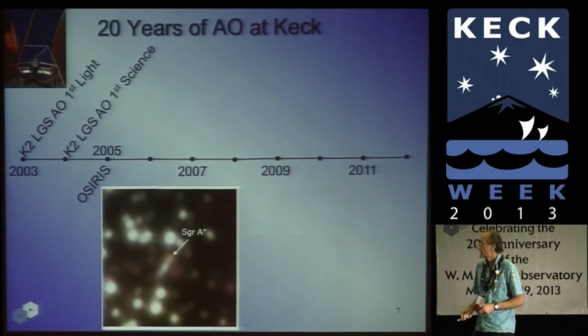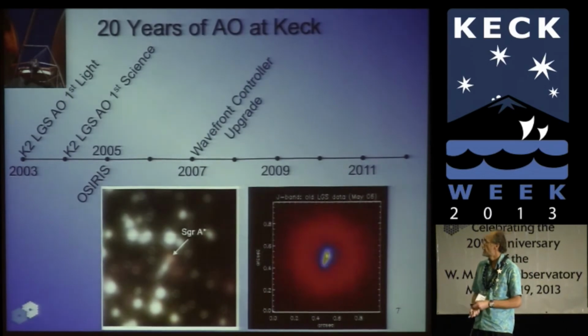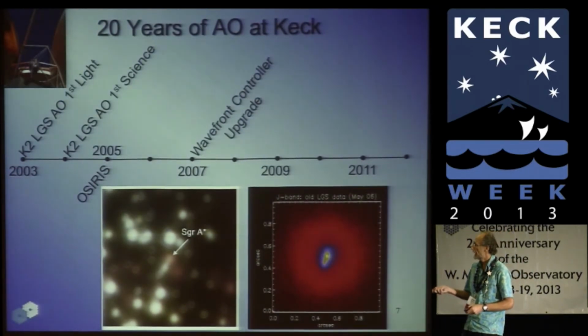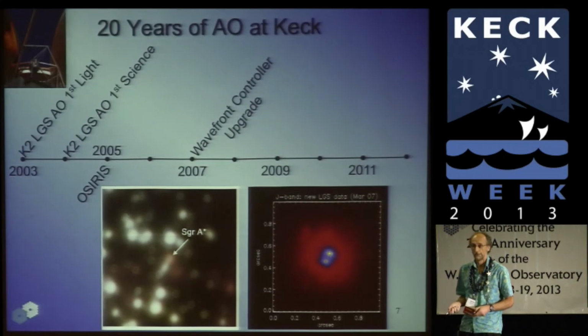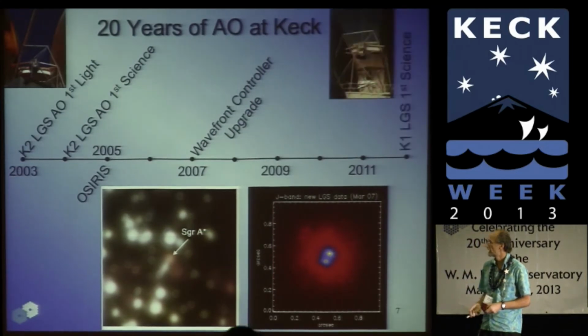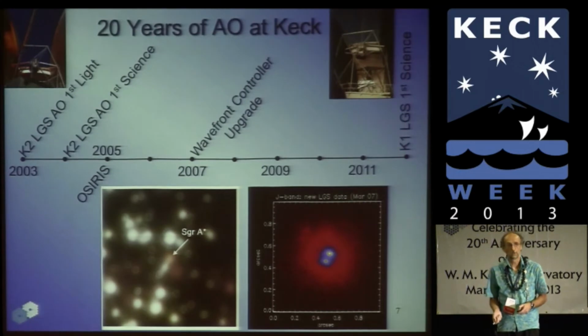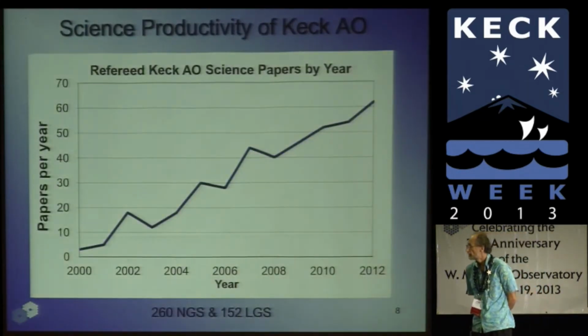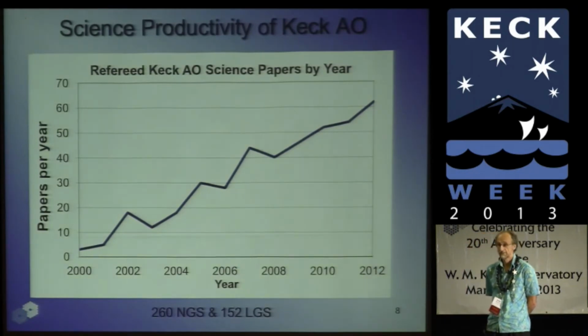OSIRIS was added in 2005. We did a wavefront controller upgrade in 2007. This is an image at J-band, 1.25 microns, of a brown dwarf binary before the upgrade and after the upgrade. So we continue to upgrade the AO capabilities. And then just last year, we started doing science with our Keck 1 laser guide star system. So the science productivity of the Keck AO systems has been good, and it continues to grow.